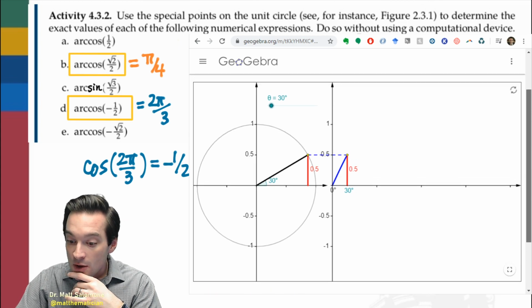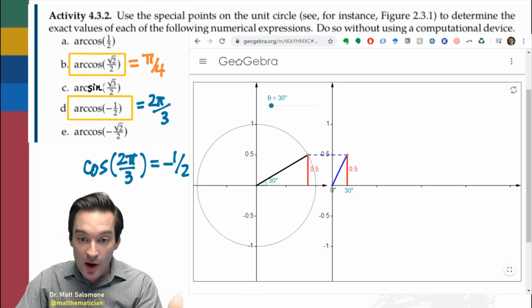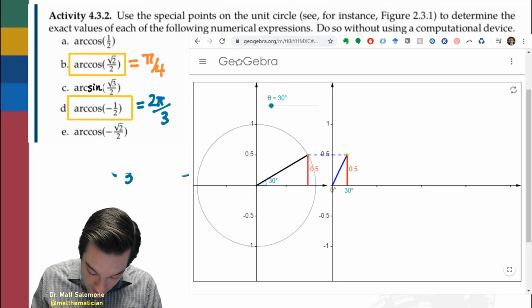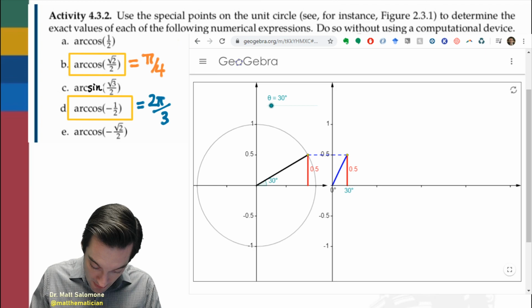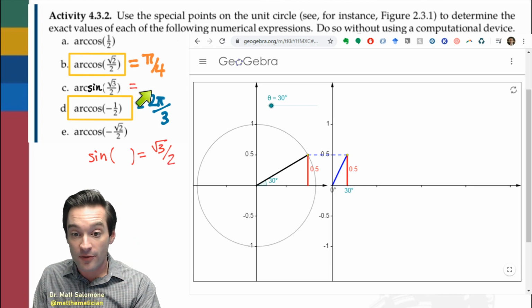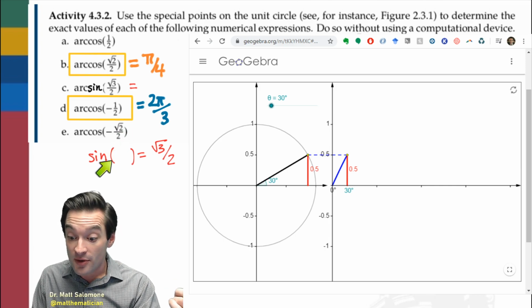Okay. So for this, the arc sine of the square root of 3 over 2 is an answer to the question, sine of what angle is equal to the square root of 3 over 2? So whatever fills this output from the arc sine function is what filled the input to this sine function.